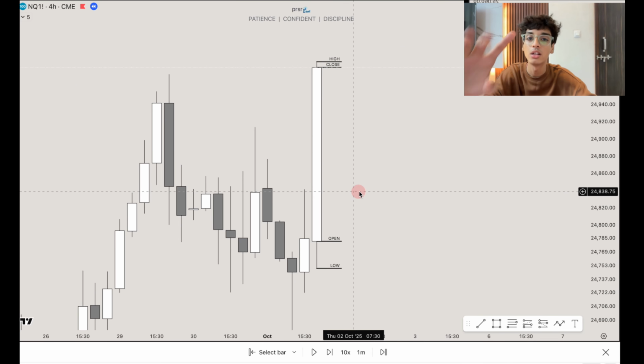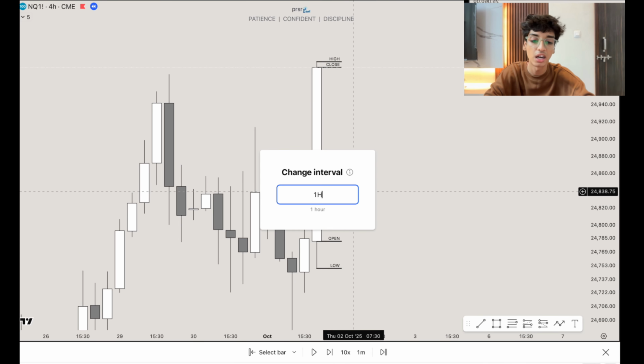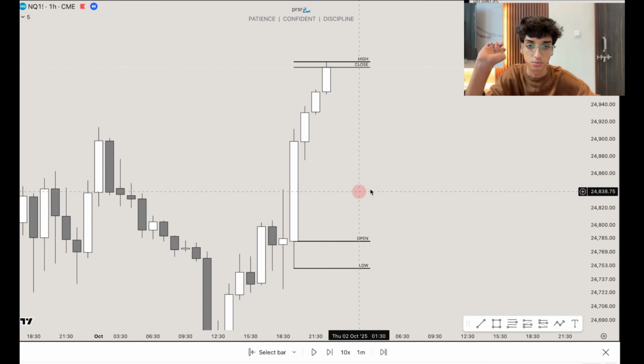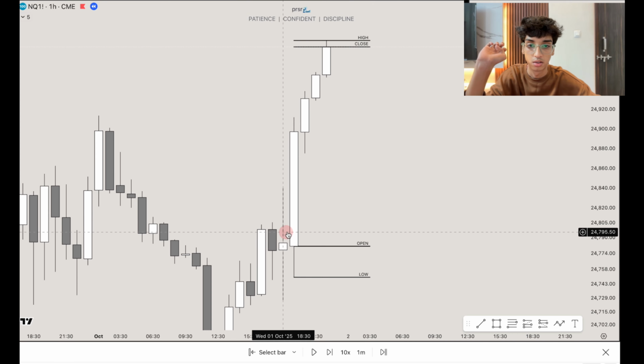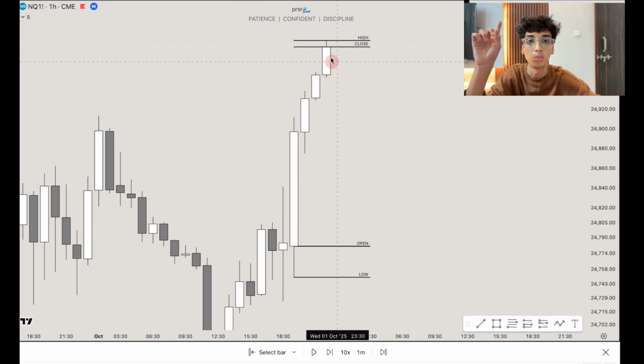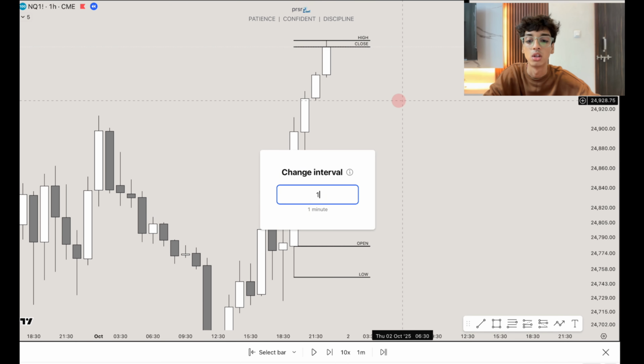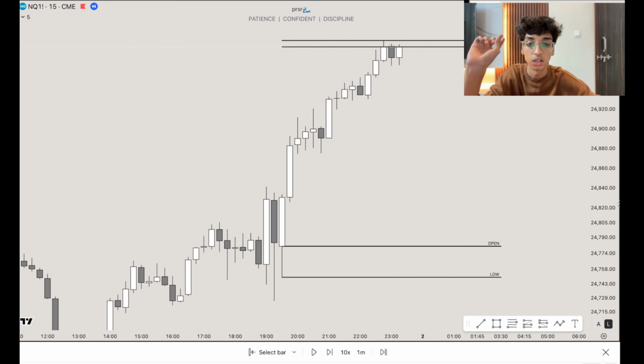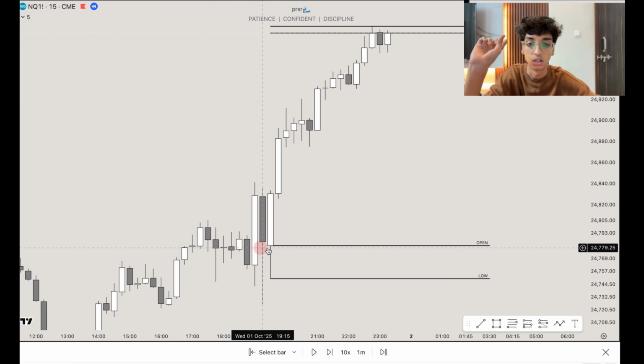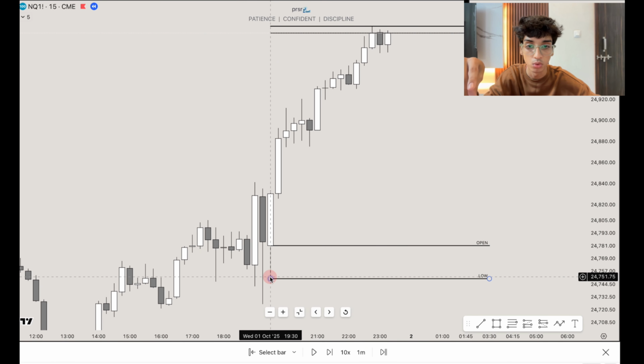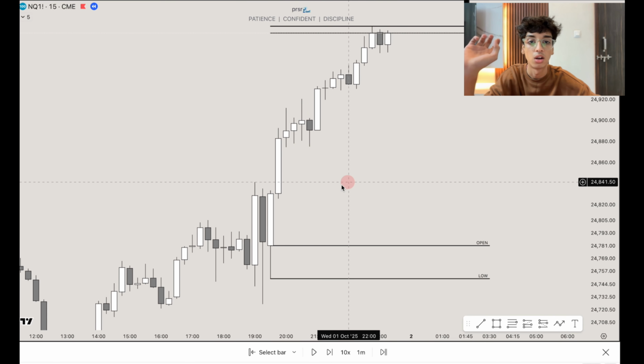Like this is a 4-hour candle, so inside this we have 4 1-hour candles. Let me show you. Like 1, 2, 3 and 4, we open, we create a low, and after that we move higher, and we create a high and then close. We have 16 15-minute candles. Yeah, here we open, we move lower, and after that we move higher and all that.